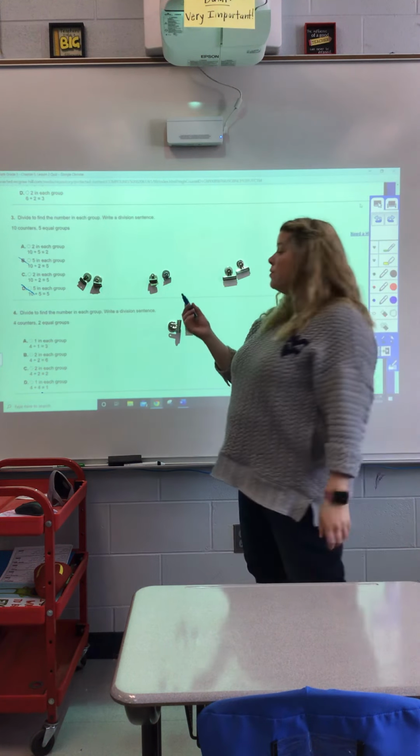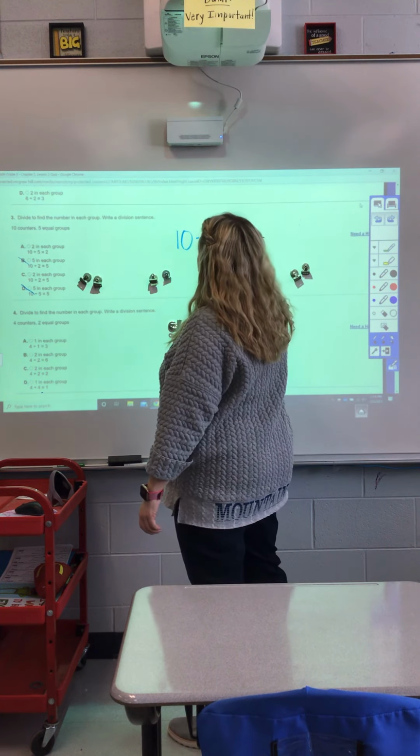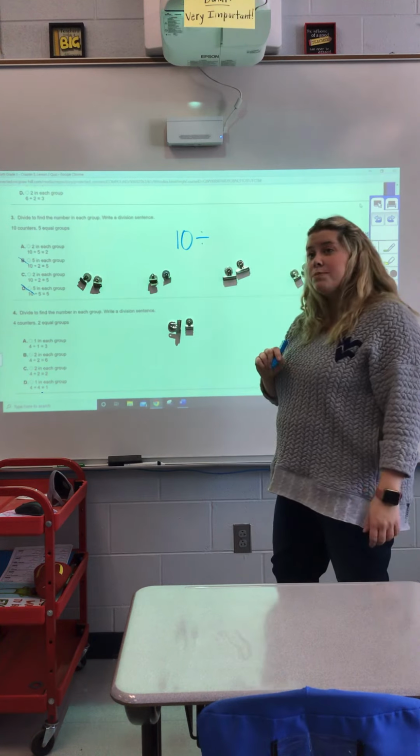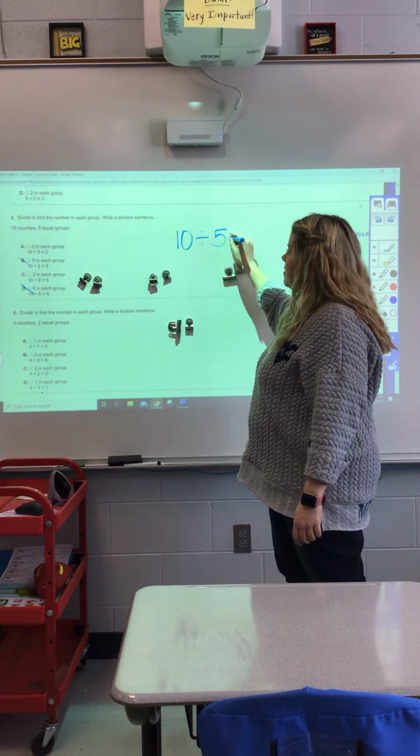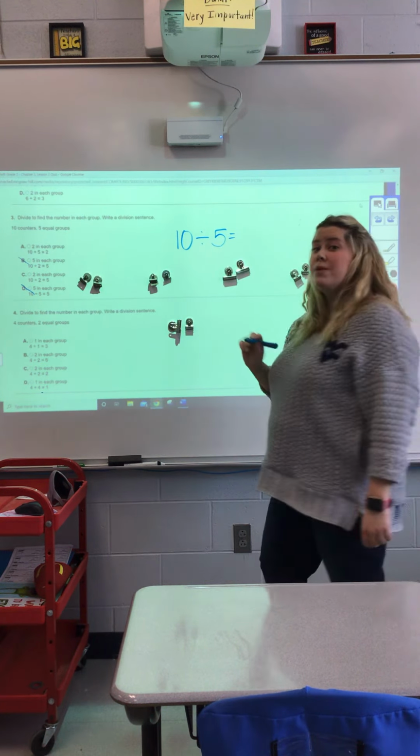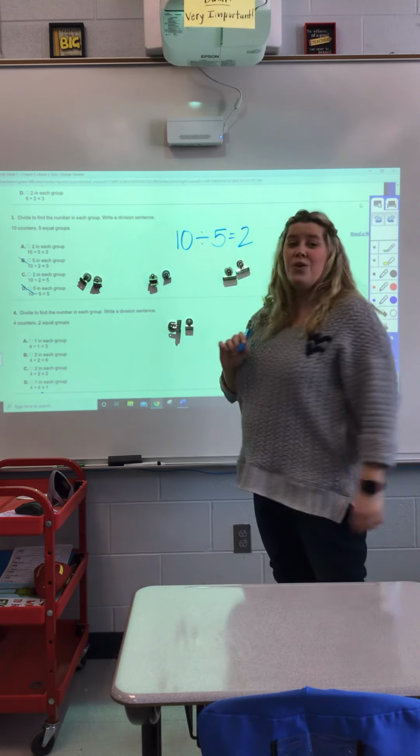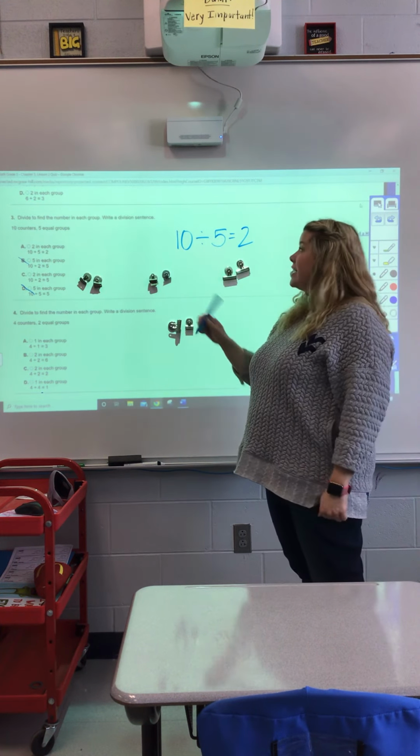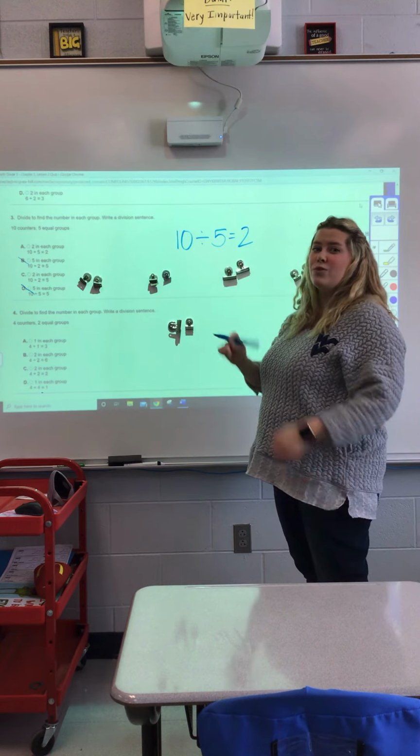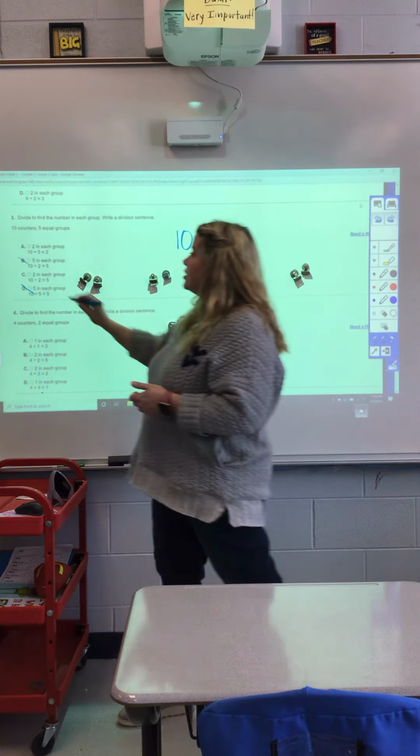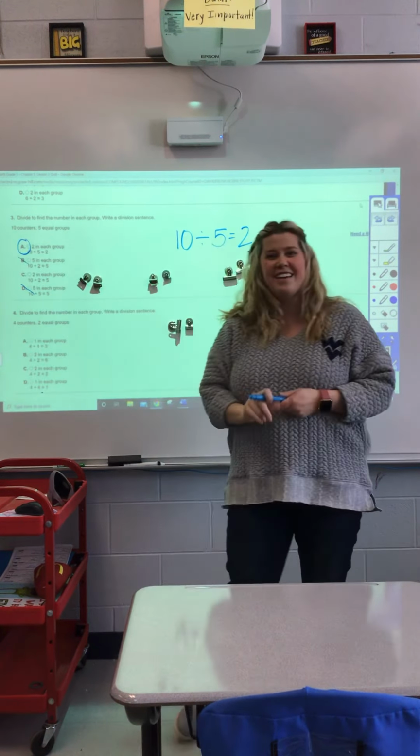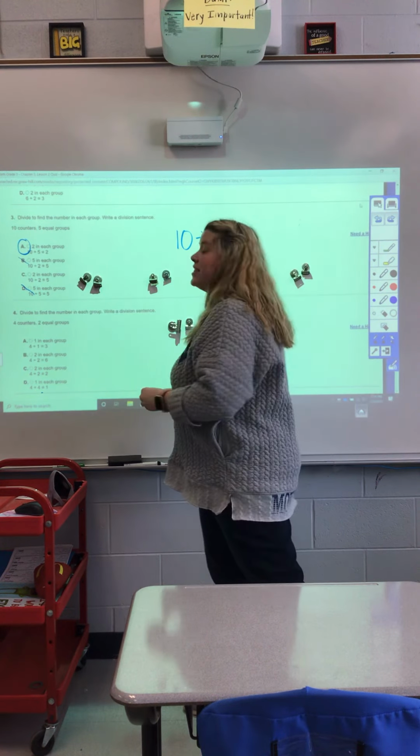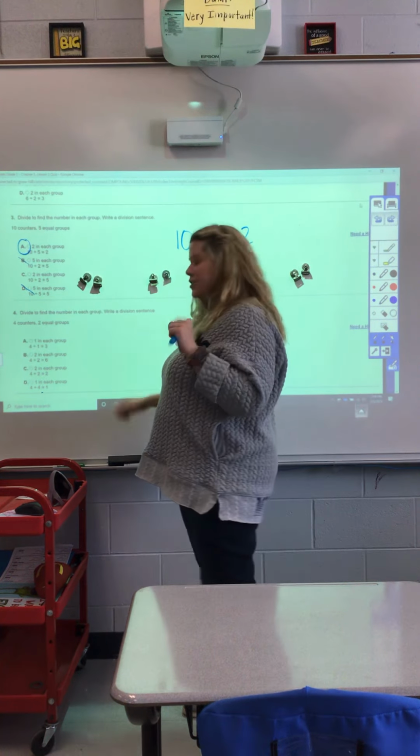How many do we have total? 10. Divided by how many groups? 5. How many are in each group? 2. So our division sentence reads 10 divided by 5 equals 2. So our answer should have been A. Good. Okay, let's try one more together before I turn you loose.